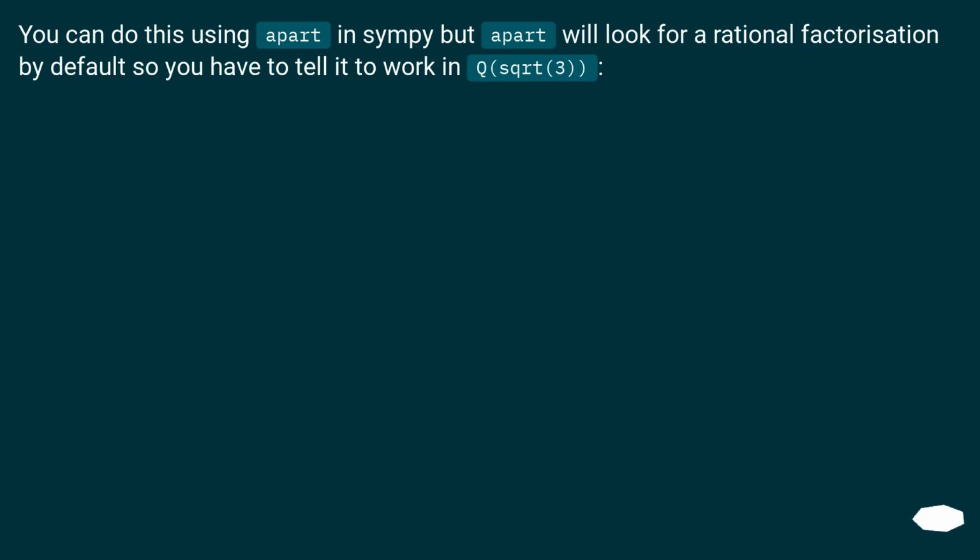You can do this using apart in SymPy, but apart will look for a rational factorization by default, so you have to tell it to work in Q(sqrt(3)).